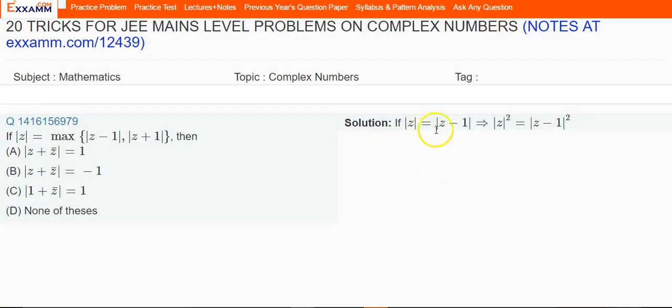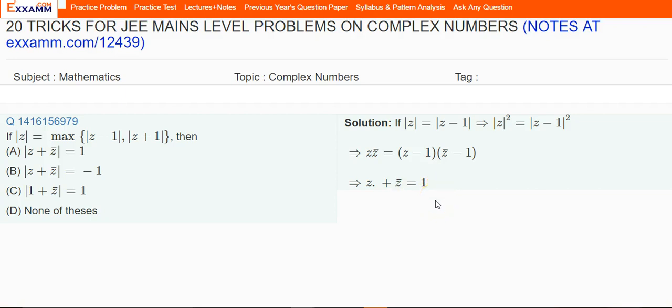So what we can say is modulus of z minus 1 a whole square is equal to modulus of z square, which implies that z z bar is equal to z minus 1 times z bar minus 1. So expanding these, what do we get? z plus z bar is equal to 1.